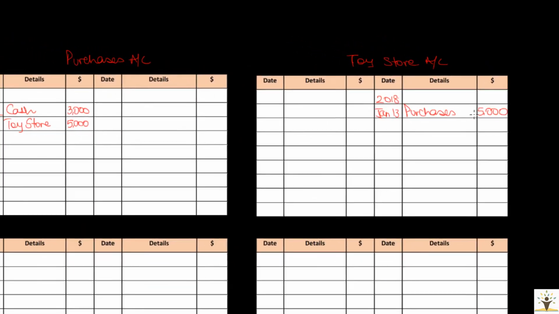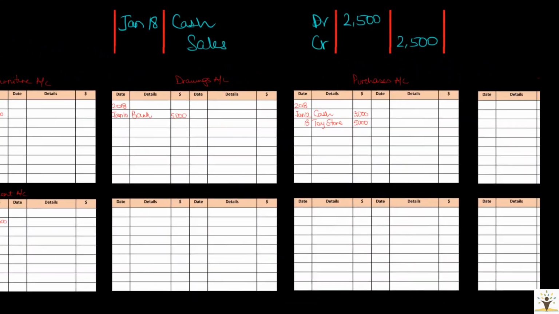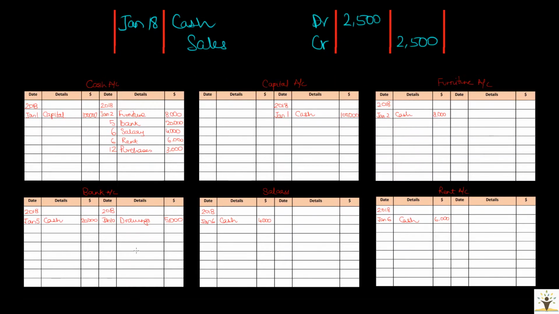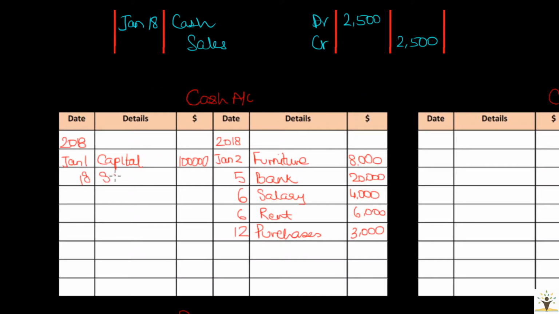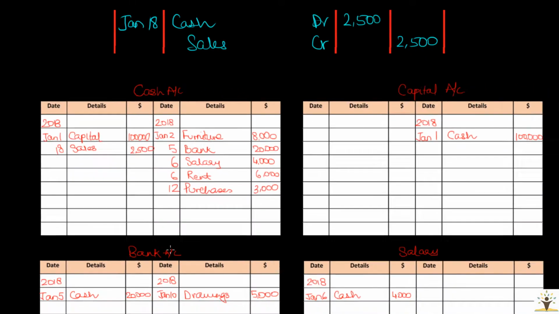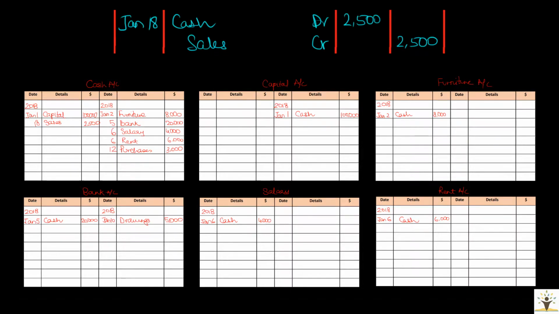Next transaction, goods were sold for cash. Cash was debited and sales was credited. Go to the debit side of cash account. Record the date. Details will be sales account and 2,500 in the amount column. We do not have a sales account, so let us make a sales account.